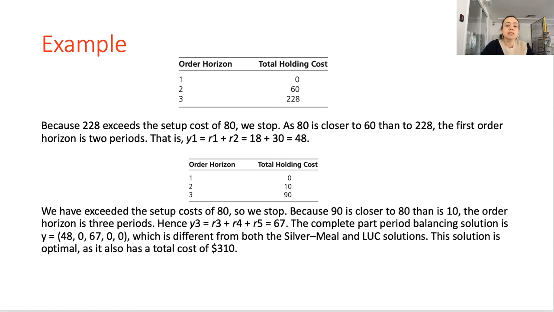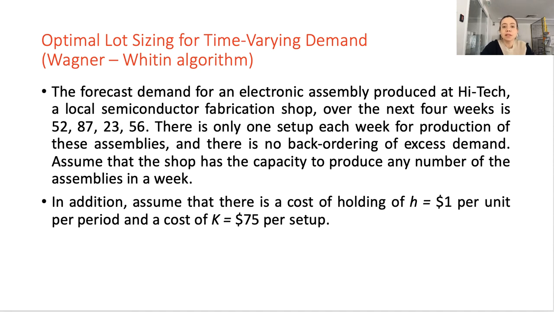As I mentioned, the methods that we discussed are all heuristic methods. They do not guarantee optimal solutions. Now I will introduce you to the Wagner-Whitin algorithm. This is an algorithm for determining lot sizes for production plans, and it gives the optimal solution to us. I will explain this method with an example.